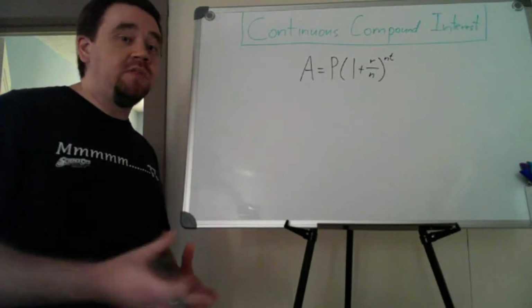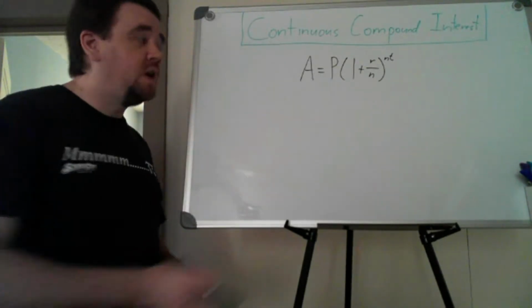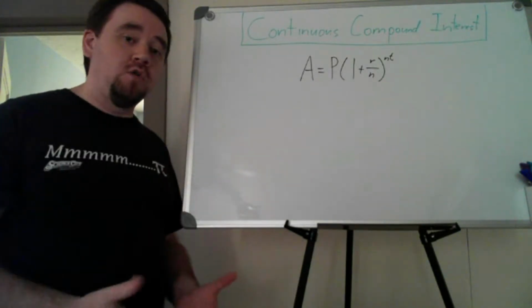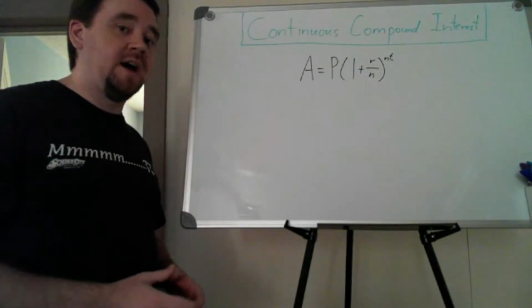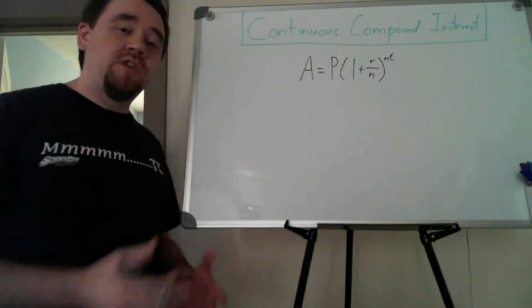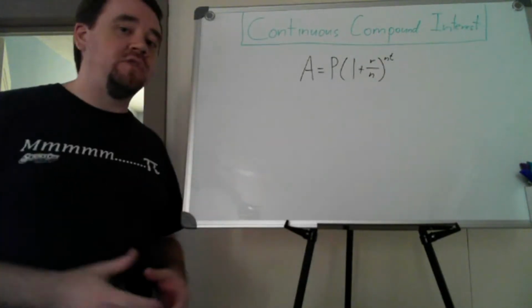And we found this formula right here. And we said that A is the amount of money accrued, P is the initial amount borrowed, or the principal, R is the interest rate per unit time, N is the number of compounding periods in 1 unit of time, and T is the number of units of time.